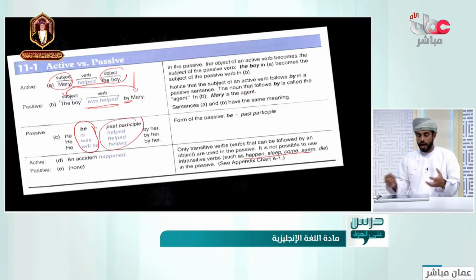For example, happen. The accident happened. No one can make it happen or receive the action. It happened. No one can receive the action of happening. The same thing with sleep, the same thing with come and some other words.